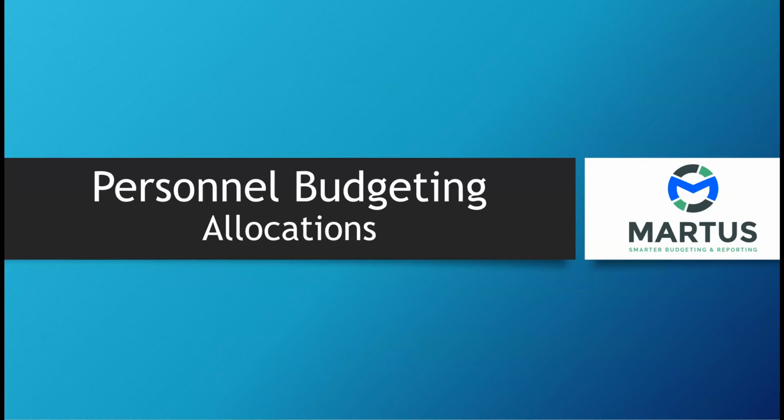Do you have personnel costs that need to be spread across multiple budget areas? Martus's personnel budgeting allocations feature allows you to do this easily. Within a scenario, you'll assign employees and positions to their home dimensions, then define allocations to spread those costs to different dimensions, such as departments, projects, or grants.